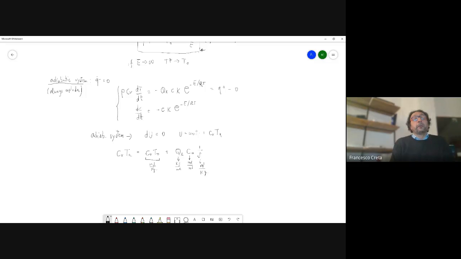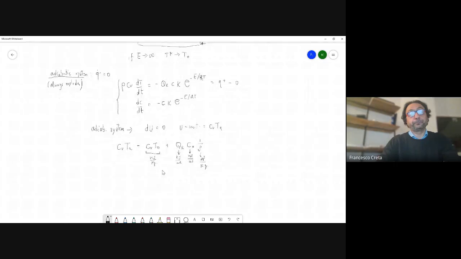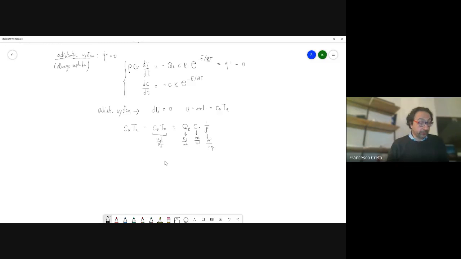Okay. So you can think of this as the initial temperature term, and this is the chemical energy that will be released into heat. At the end of the day, when the whole reaction is completed, you're going to have CV TA. But you see that this is always conserved, okay? The internal energy before and after is always conserved.